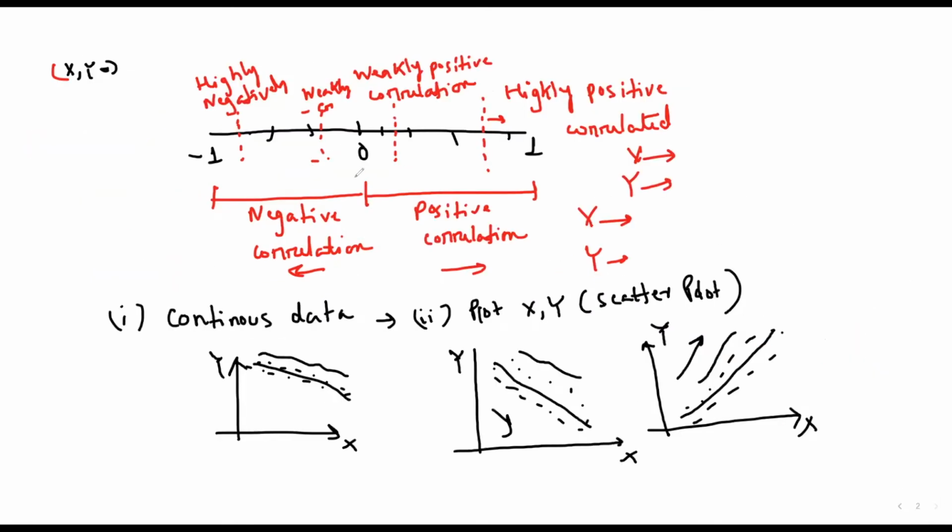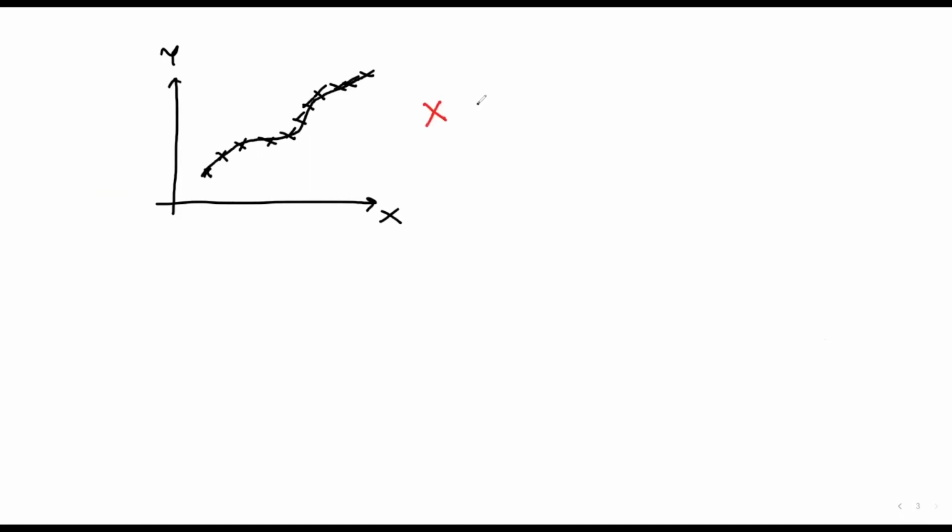But what if my relationship is monotonic? Monotonic in the sense, let me draw the graph here. Let's say this is X and this is Y, and the relationship is like this. So let's say the values are like this, right? So this is not linear. You see, this is kind of a curve. In these scenarios, you cannot use Pearson correlation coefficient.